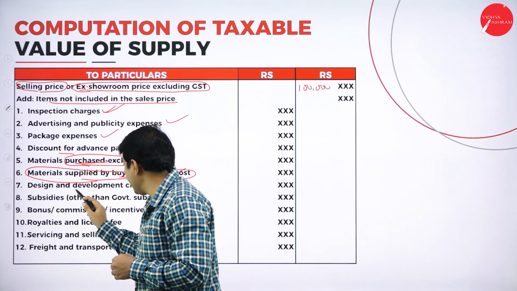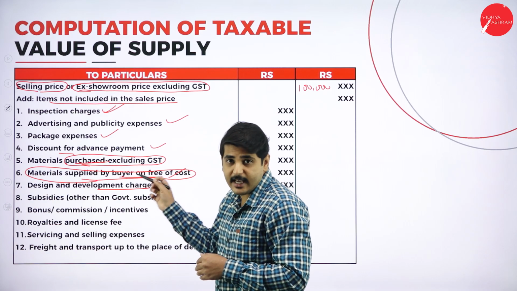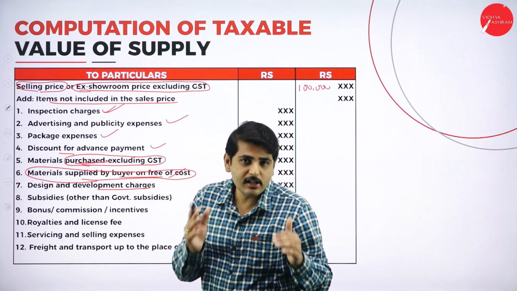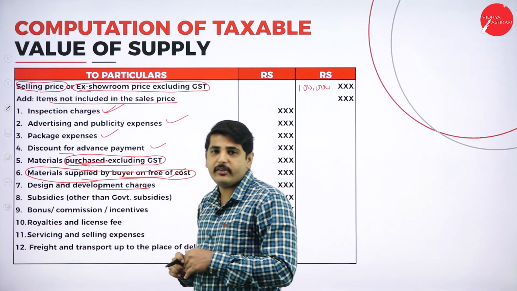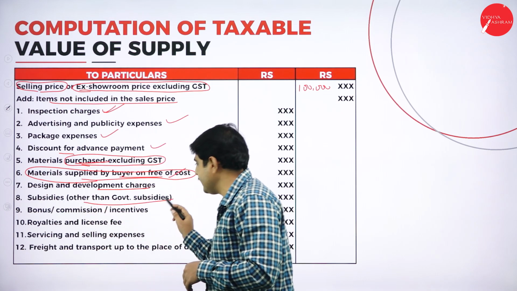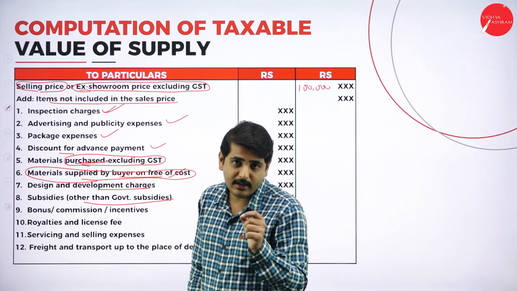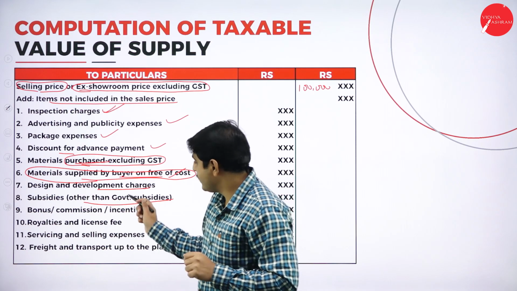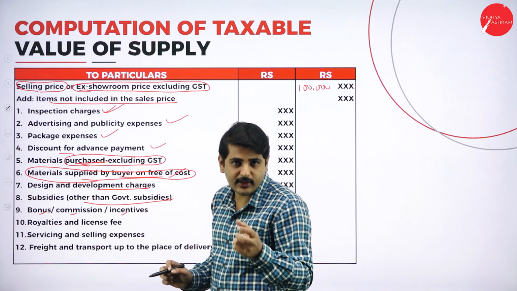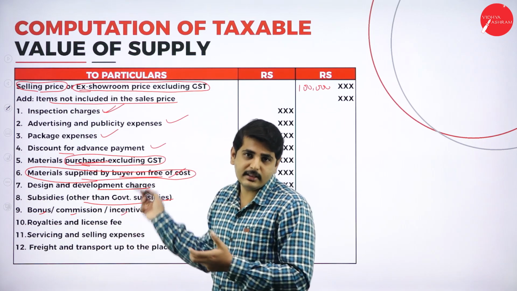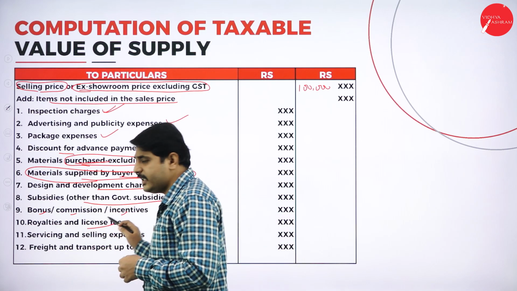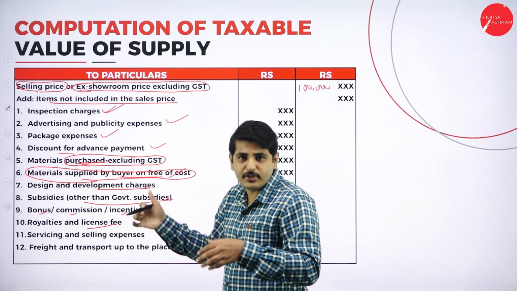Next one, design and development charges. If the recipient sends some molds of the products, then also we should consider them while calculating the valuation of supply. Next one, any subsidies other than government subsidies. Any subsidies we can include, but we should not include the government subsidies. Next one, bonus, commission and incentives. Any incentives, bonus and commission not included in the actual selling price, we should include. Next one, royalty and license fees. If they are excluded, we should include that.